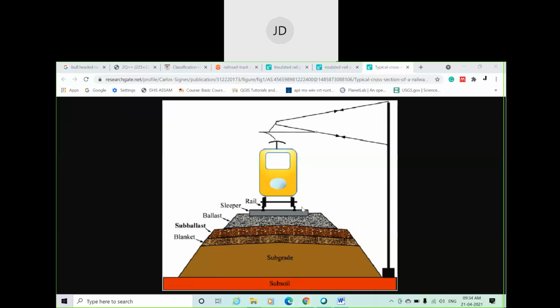Sir, will you explain what exactly is ballast and sub-ballast? Ballast and sub-ballast, we are going to explain one by one in coming classes. In today's class, we're going to discuss the rail. Then we'll discuss the sleeper, ballast, everything in coming classes. Till now, you just have to know the location of the ballast, the sleeper and the rail. Up to this, is it clear or not? Yes, sir. Okay.